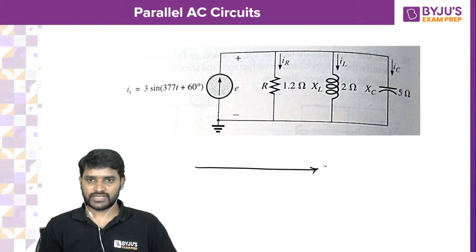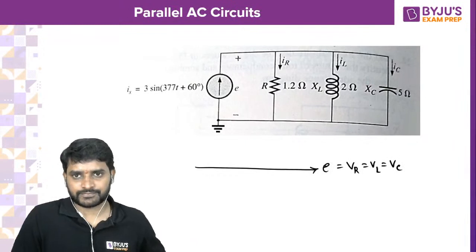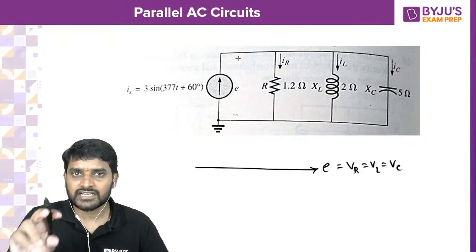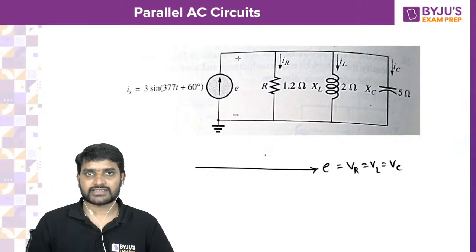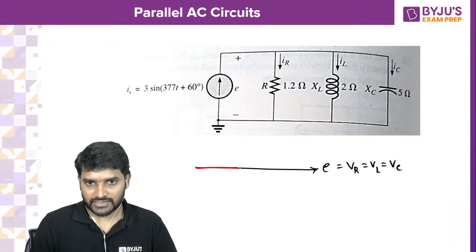Voltage, I am taking voltage as reference because VR, VL, VC all are the same. In parallel connection, all are same: voltage across resistance, voltage across inductance, voltage across capacitance. Now, how will be the current? Current is going to be like this. Current will be in phase.